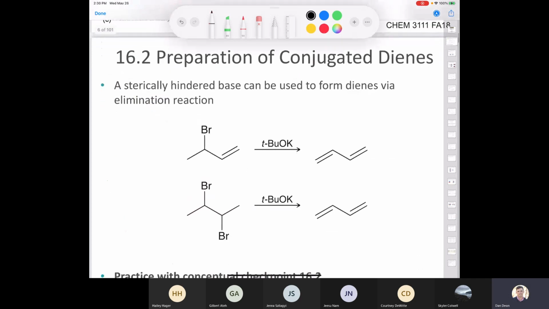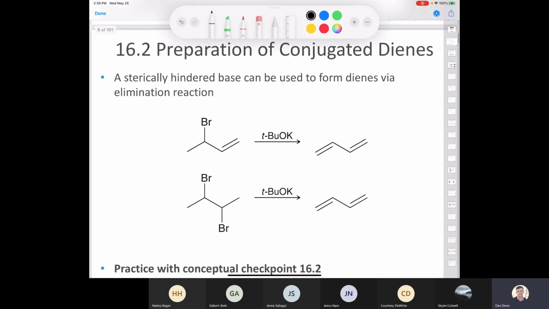Well, let's move on and take a look at how would you make a conjugated diene. Well, good news is that our book doesn't go into a ton of detail about ways that you would make a conjugated diene. So one way that you would do it is, let's say you had this molecule right here, right? And you were to treat that with potassium t-butoxide, which is a hindered base, right? So what would that do?